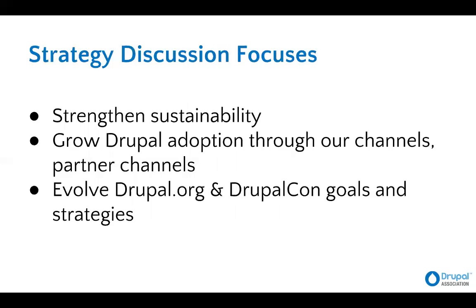So let's break it down a little bit more into what do we actually talk about? What are the important discussions that we need to have in 2017 and likely into 2018? So those conversations range from strengthening the association's sustainability, growing Drupal adoption through our channels and partner channels, and evolving goals and strategies for Drupal.org and DrupalCon. And those are pretty vague. So let me speak to each one.